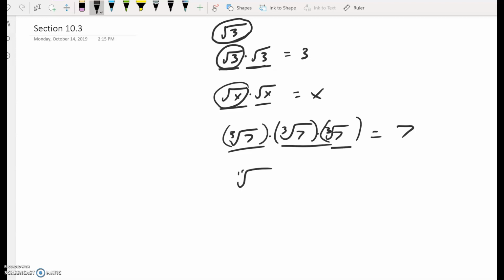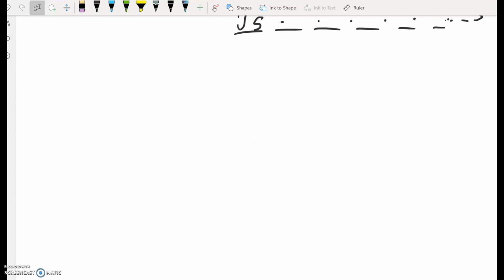So how many 11th roots of 5 would you have to multiply together to get exactly 5? How many of them would it take? It would take 11 of them. You'd have to multiply 11 of these together to get 5. All right, so that's the background for what comes next.